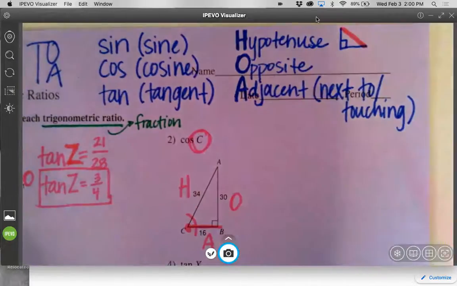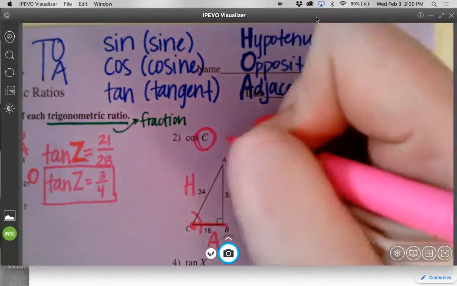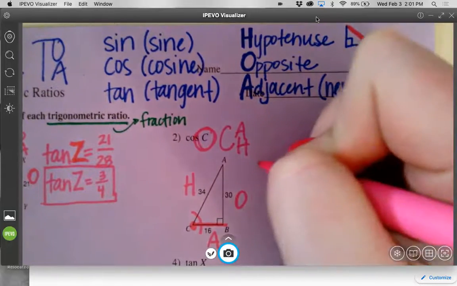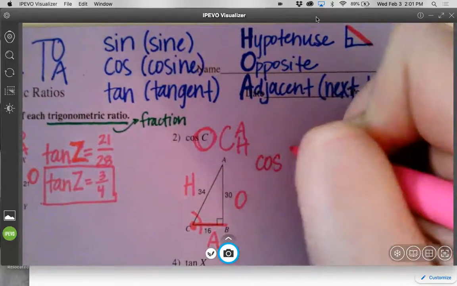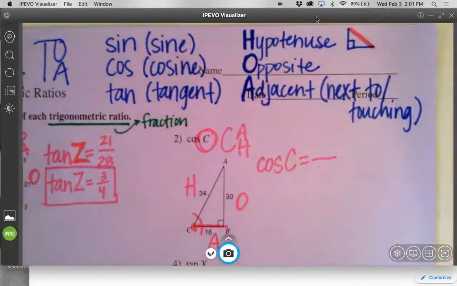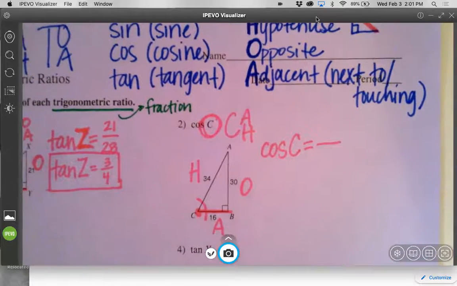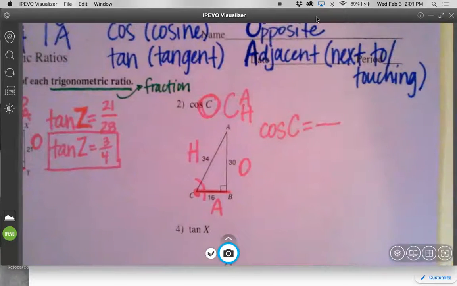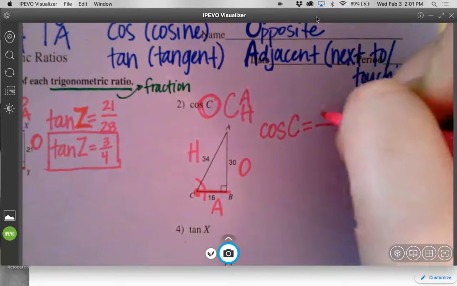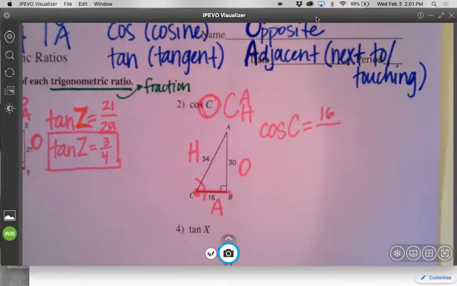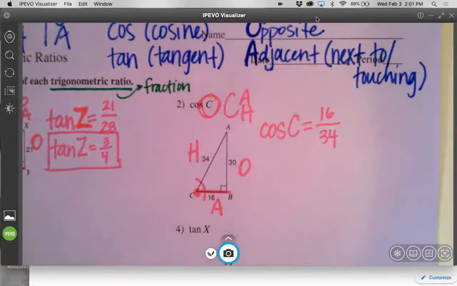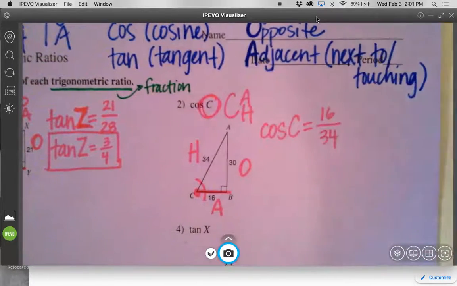So there's number 1, all done. Number 2, cosine of c. So in your head, you're thinking SOHCAHTOA, CAH. And then you're going to write down cosine of c equals blank over blank. So which one is our A as we've labeled it? And then the H is 34. That's it. So that's all you do, at least for now.